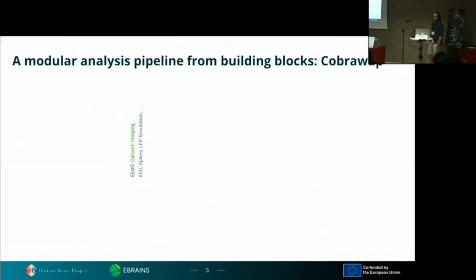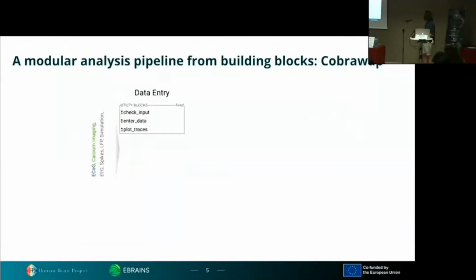So we implemented this in a pipeline framework for slow waves in particular, called CobraWAP, standing for Collaborative Brainwave Analysis Pipeline. The main novelty of this pipeline is that it can integrate multiple data sources, and a few modalities are listed here. And these modalities, these data sources, basically enter the pipeline by being represented in a common way. So we are using Neo objects to have a common representation, so that all the following steps can be agnostic about where the data comes from.